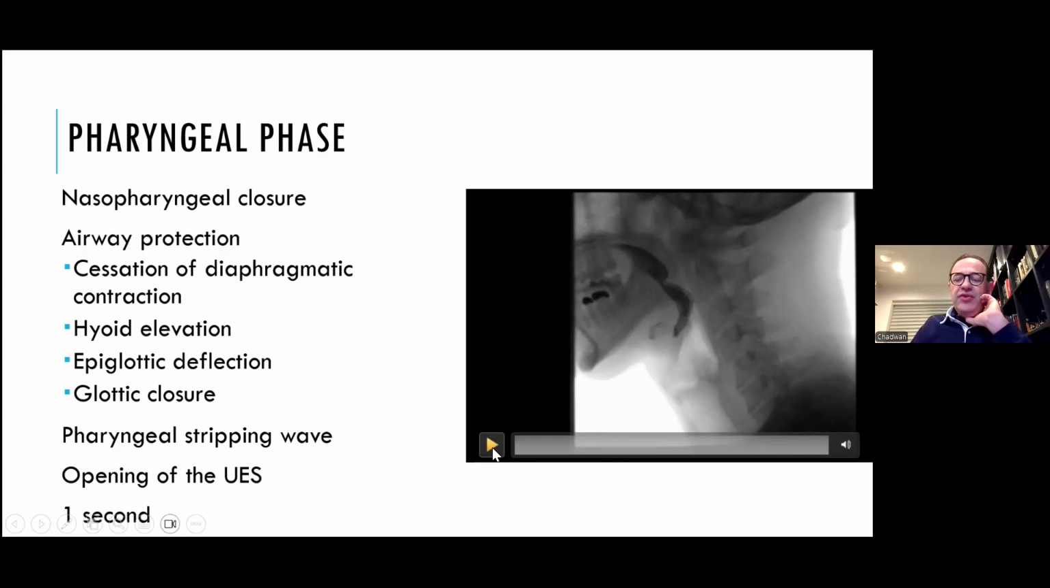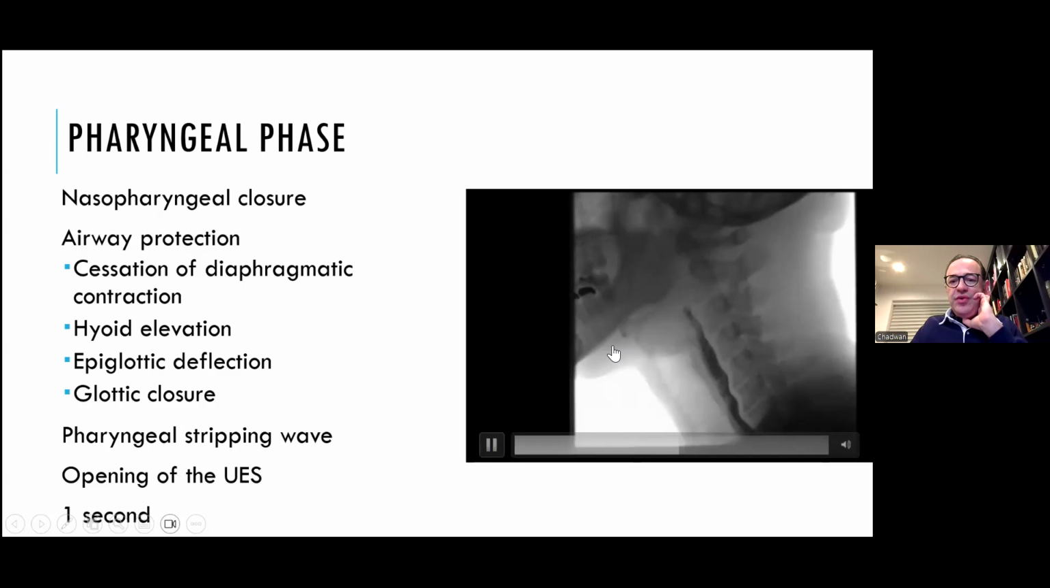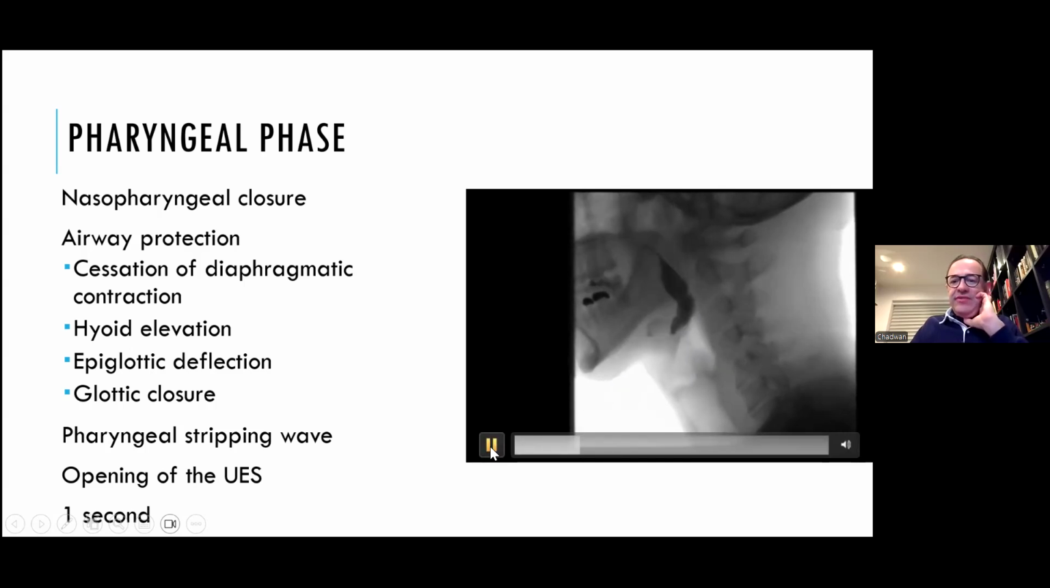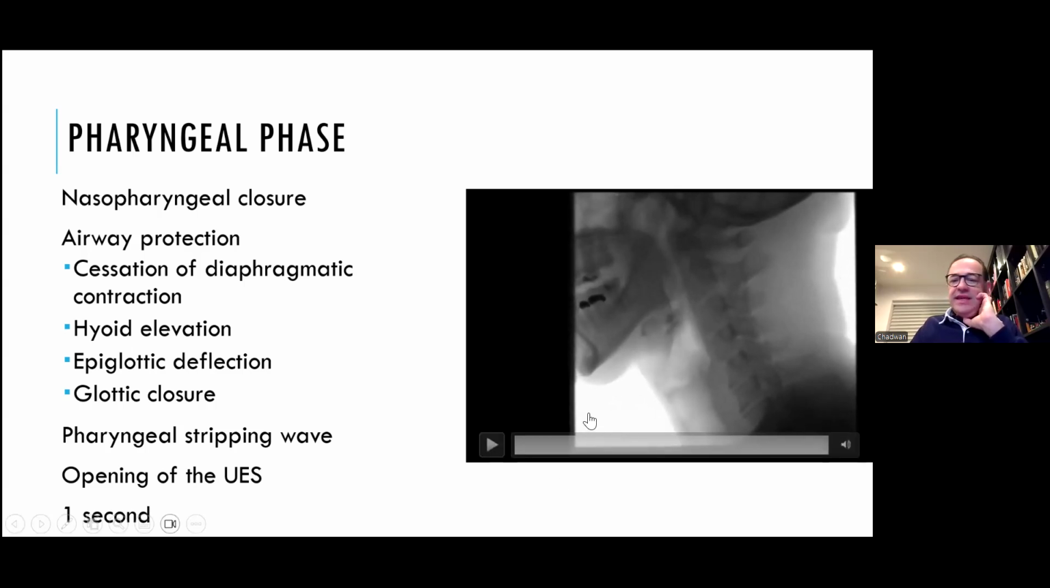If you look at the video, try to focus on one component at a time. Start by looking at the hyoid bone, where my cursor is pointing. As the swallow happens, you will see the hyoid bone move forward and upwards. Now focus on the epiglottis. When I play it again, you will see the epiglottis deflect, close the airway, and then spring back into place. The glottic closure you can't really see on videofluoroscopy, but you can see it to a degree on FEES. You also miss it on most swallows. So that's the airway protection.